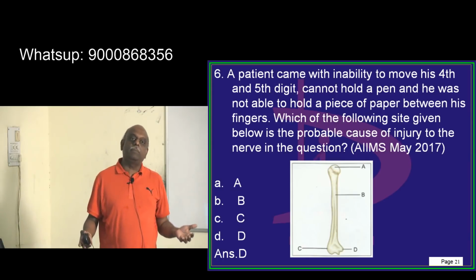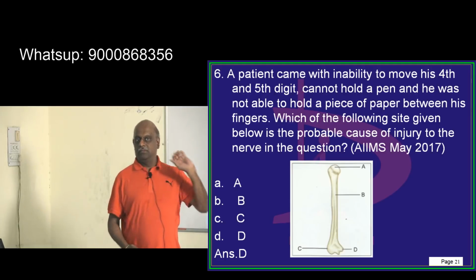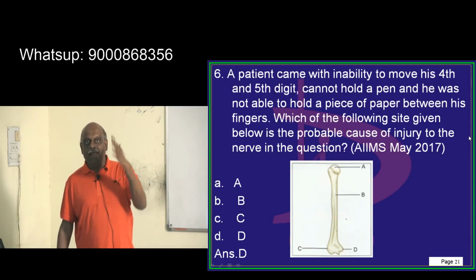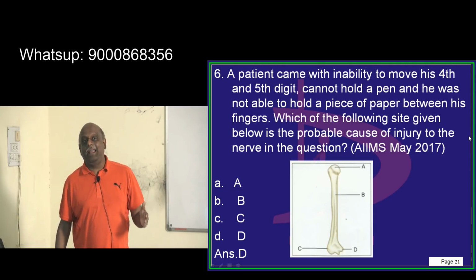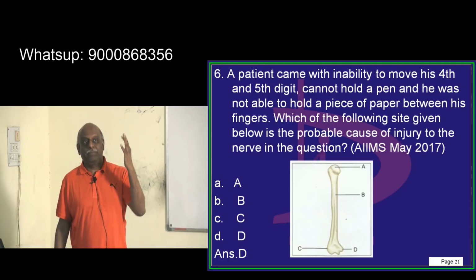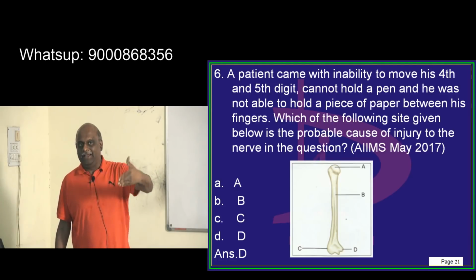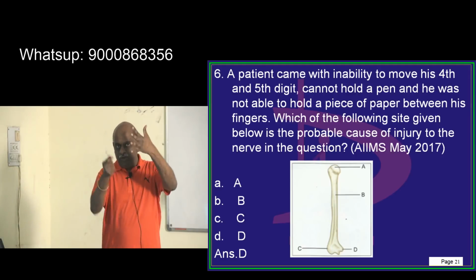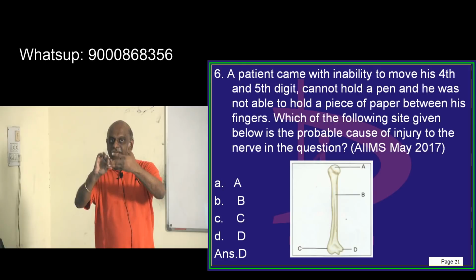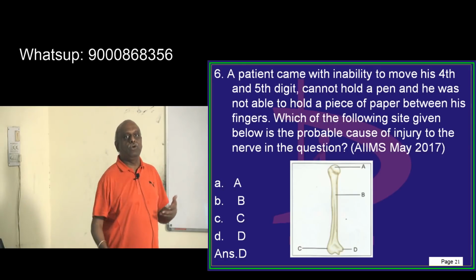Ulnar nerve basically supplies what? Interossei. Palmar interossei, you have dorsal interossei. Palmar interossei adduct your fingers, pad. Dorsal interossei abduct, dab your fingers. So when your palmar interossei are weak, if you pass a paper between your two fingers, the adduction, that is one finger sticking with the other finger, is not strong. So if you drag the paper, it will come out easily.